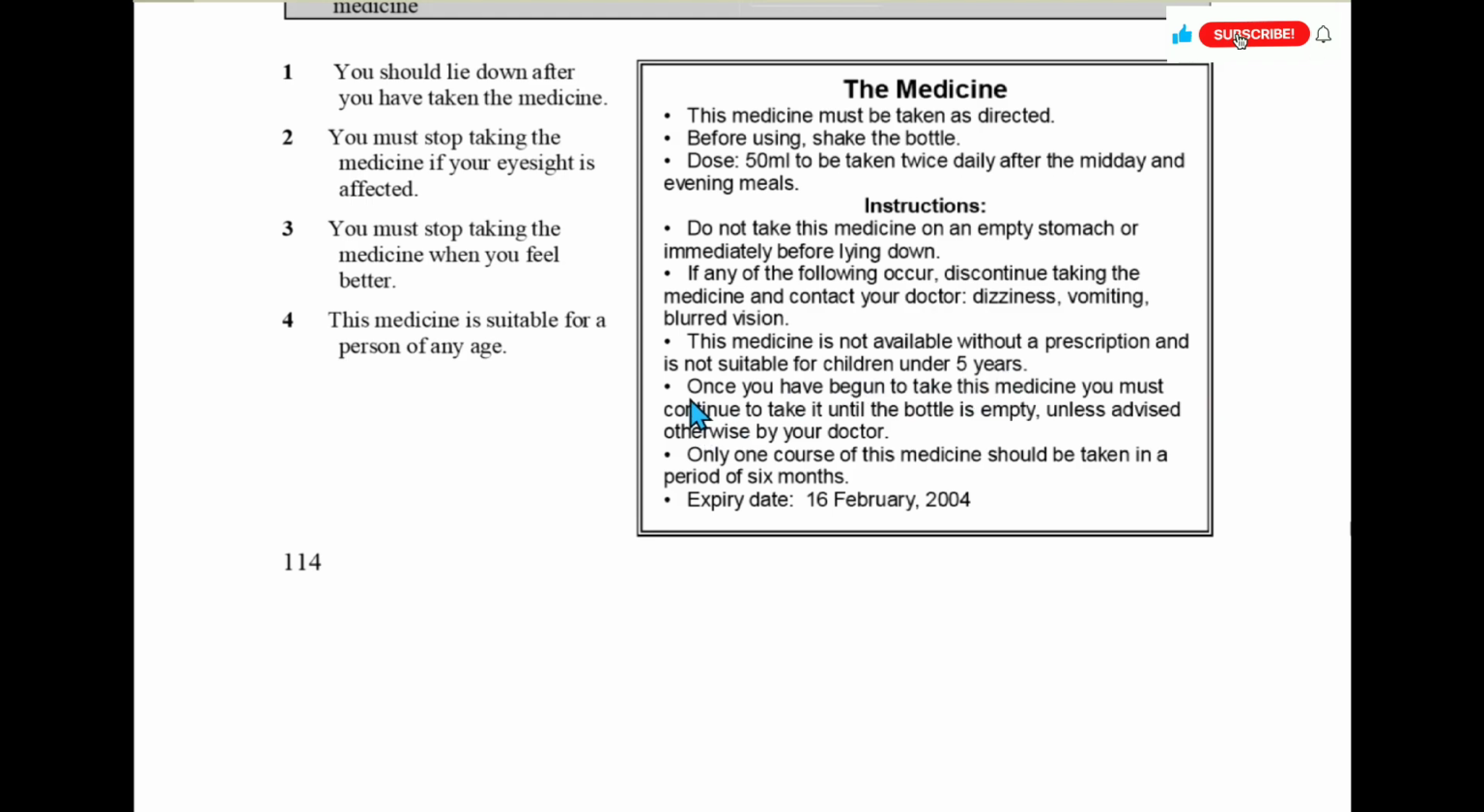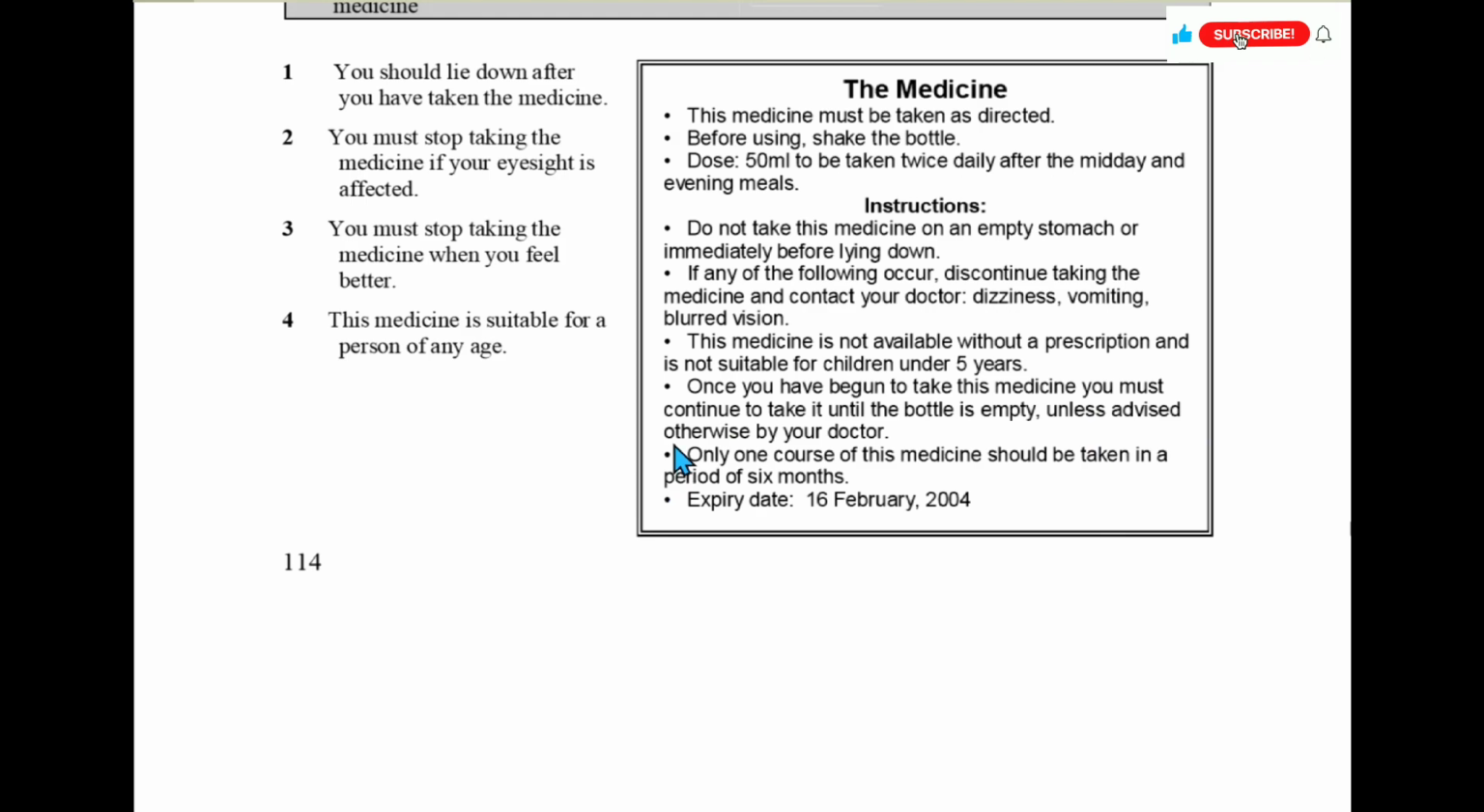Next, once you have begun to take this medicine, you must continue to take it until the bottle is empty, unless advised otherwise by your doctor. Sometimes you might skip this 'unless' part if you're just blindly scanning the lines. So this part can be something that brings a twist. Keep an eye out for words like 'unless' or 'provided'.